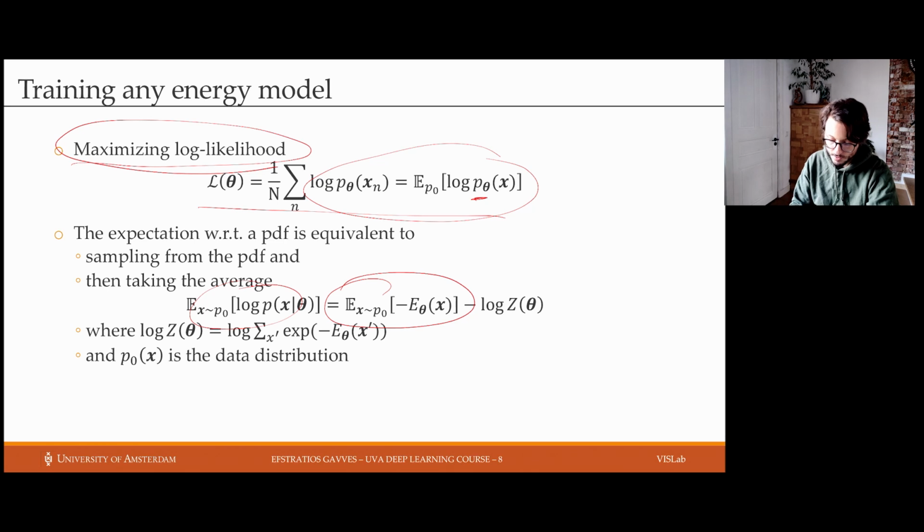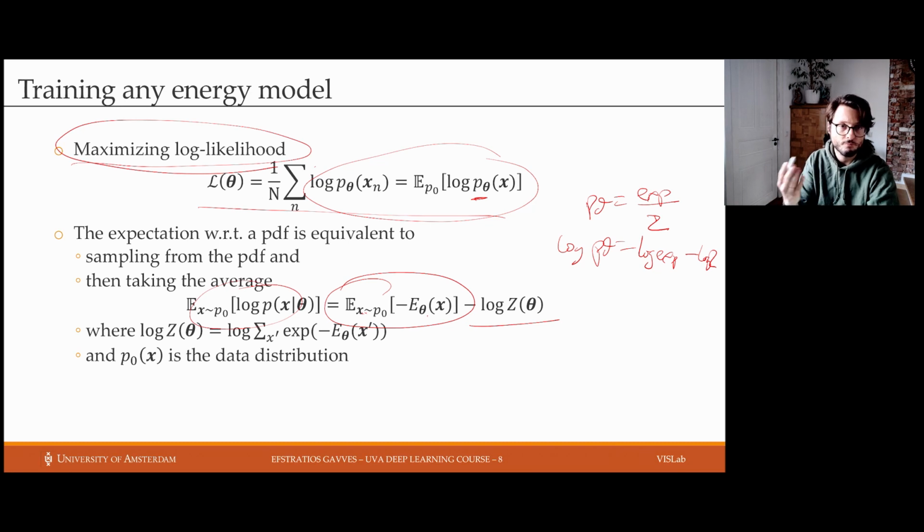So this can be written down in terms of the expected value over the minus energy, minus the logarithm of the partition function Z. Since p of theta is simply the exponential over Z, by taking the logarithm of p of theta, the logarithm of the exp gives whatever is inside the exponential, minus the logarithm of Z. That's simply it. And here we're taking into account the fact that averaging equals expectation, as we'll see next.